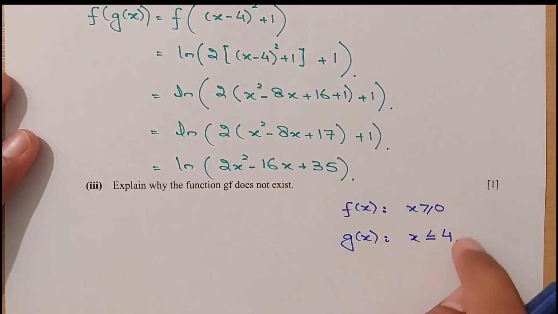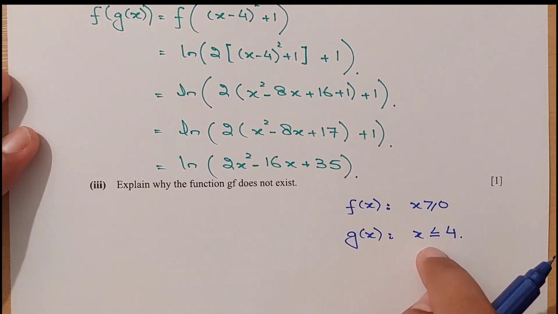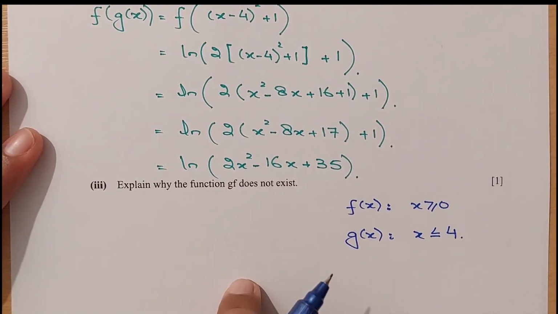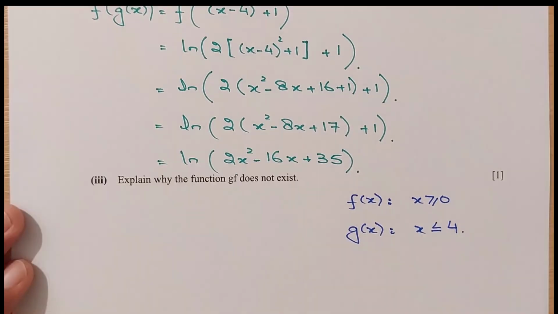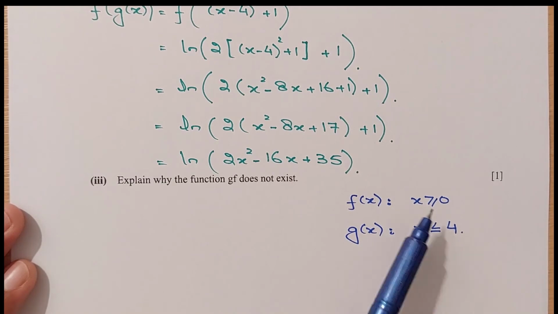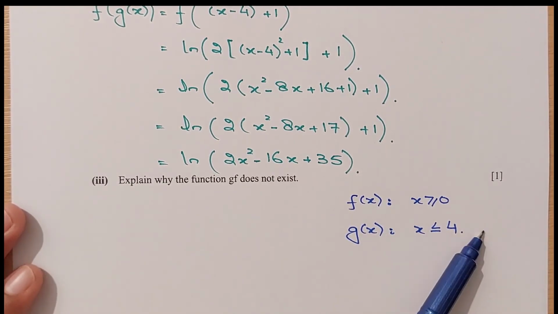So between 0 to 4, both are the same, but g contains the values that are less than 4. It can be negative values: minus 1, minus 2, minus 3. So we can say that this is not possible because the domain of g is outside the domain of f, right? So there is a discontinuity.